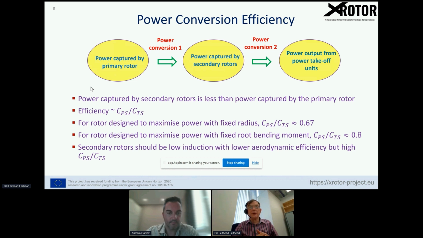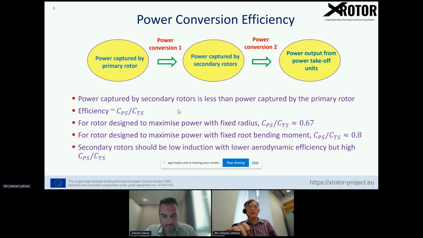However, this concept has a potential problem in the sense that you've got several energy conversions. You've got the primary rotor, as we call it, the big X-shaped rotor, that first of all captures power from the wind, so there's a conversion factor there. That power creates the high relative wind speed for the secondary rotors, and you've got a second power conversion there. So you've got a power conversion between the primary rotor and the secondary rotors, and then the final power conversion with the generator.